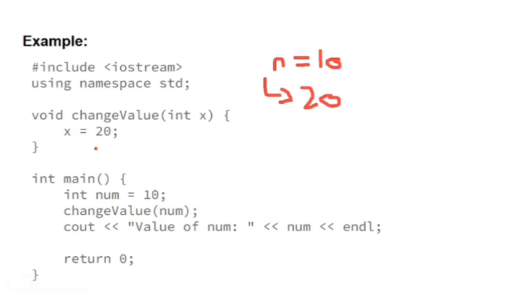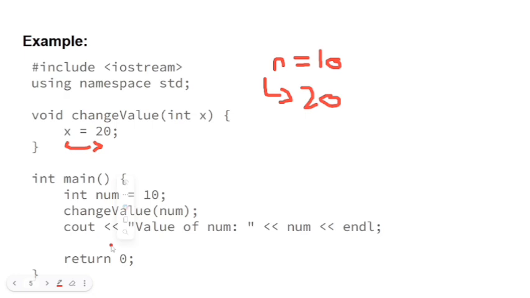Whenever we use call by value, it doesn't affect the other variable that is outside the function, and it will remain unchanged, and it shows 10. If we use this cout command inside there, then when we call the function, it will print 20 on the screen.